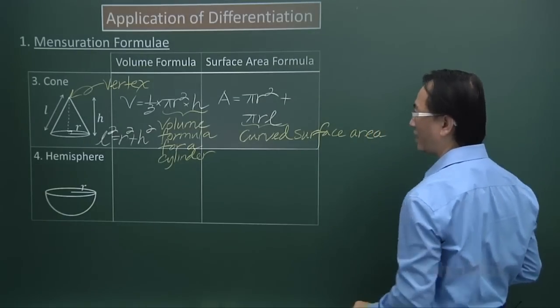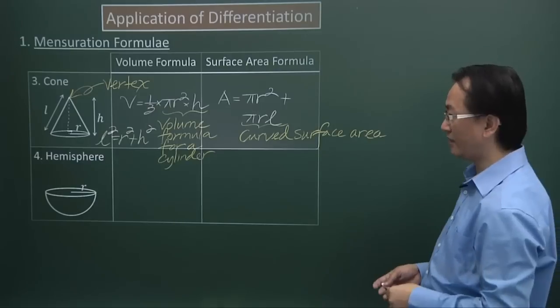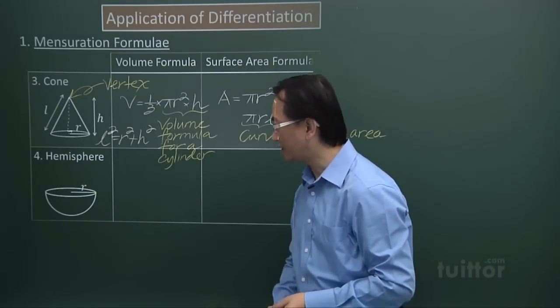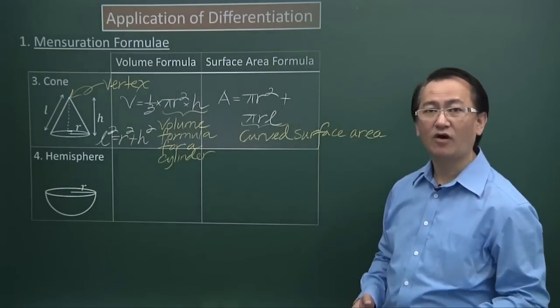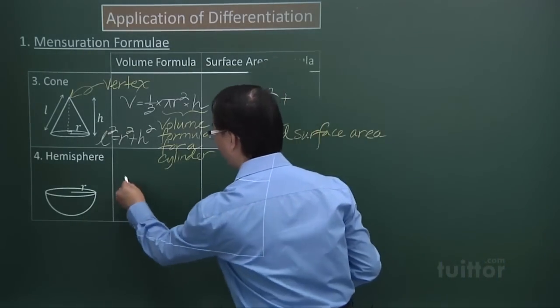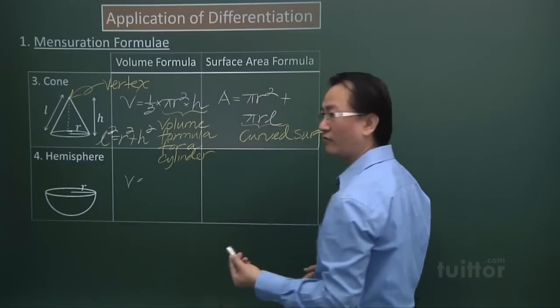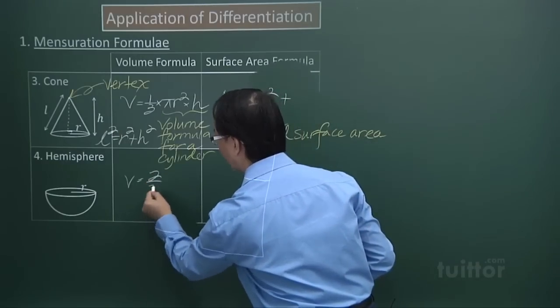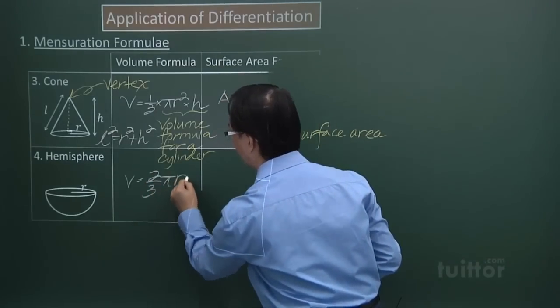And the top one, pi r squared, is the base area. Now we come to a hemisphere, which is half of a sphere. So the volume formula will be half of 4/3 pi r cubed. So I will have 2/3 pi r cubed.